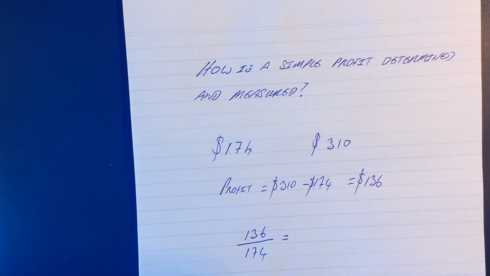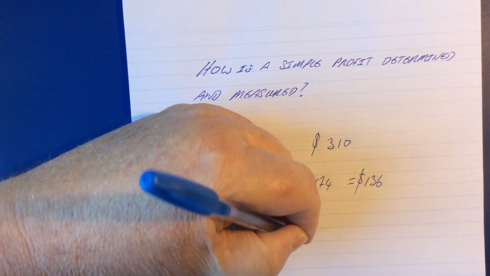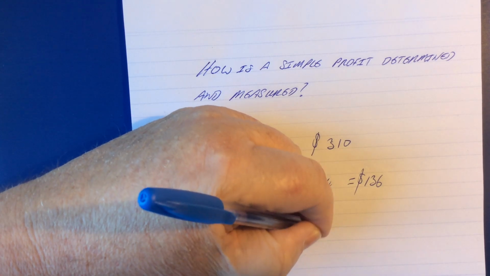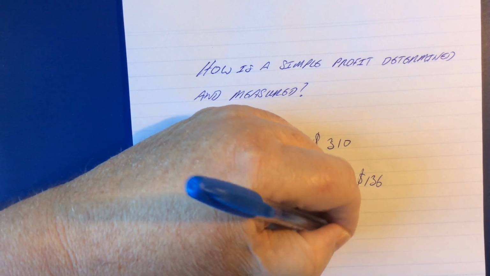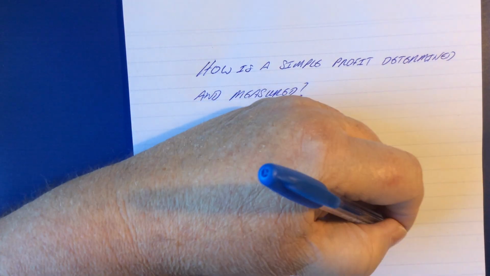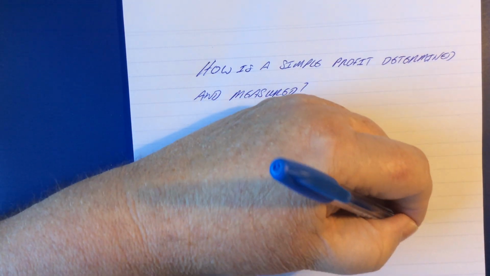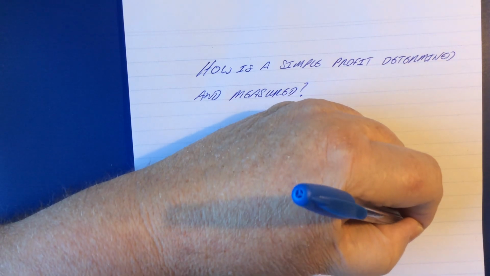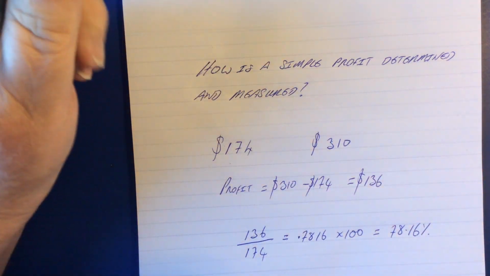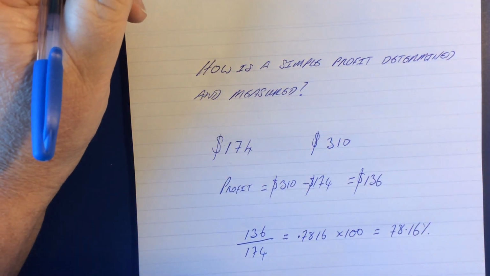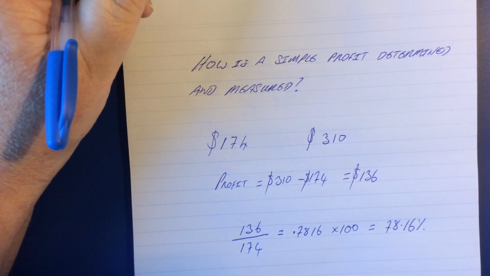136 by 174. So 136 divided by 174 is equal to 0.7816. Now, that's a decimal, so if we multiply that by 100, what we get is a profit of 78.16%. And it's probably time to pay some tax, I guess.